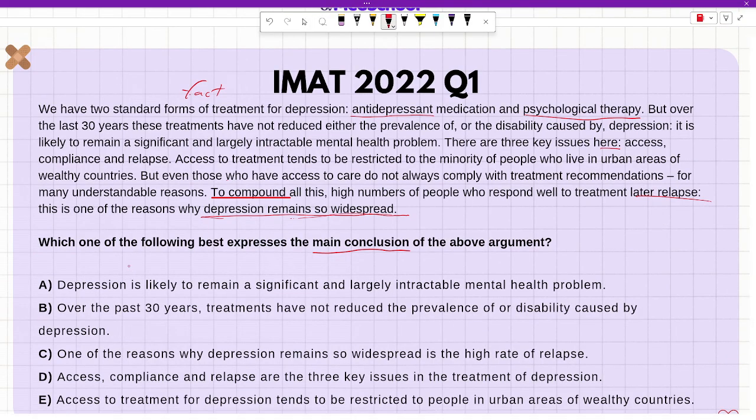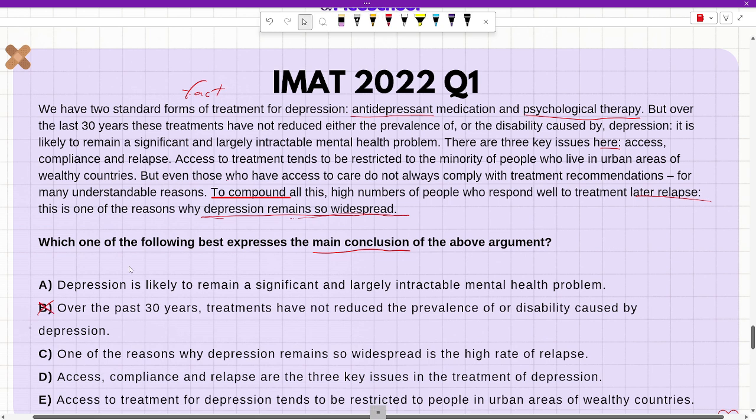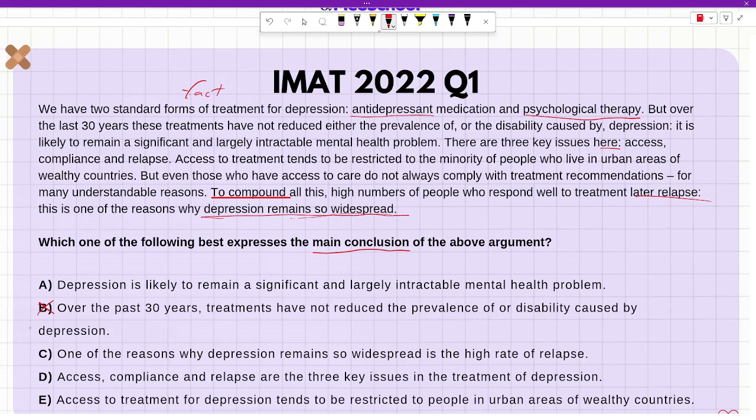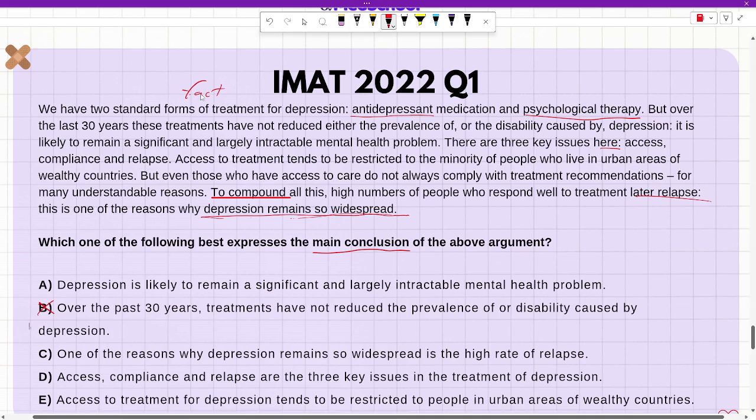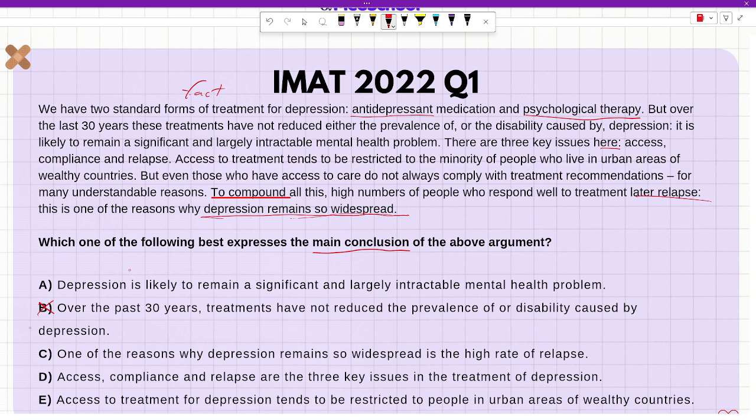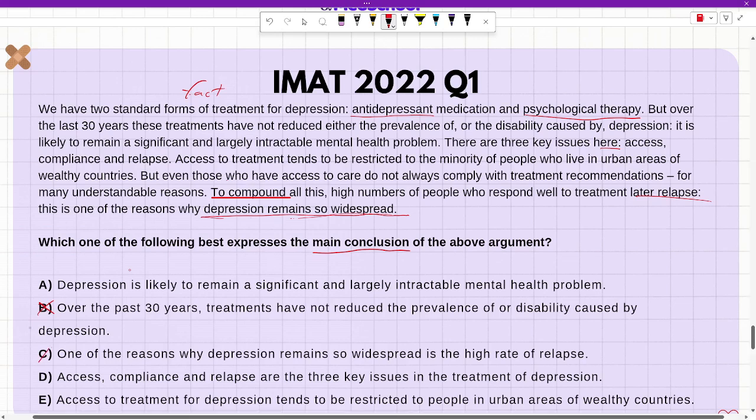Now let's try to match everything. So depression is likely to remain a significant and largely intractable mental health problem. This can be it, but let's not jump to the conclusion yet. Over the past 30 years, treatments have not reduced the prevalence of or disability caused by depression. This is not the main point, although it is actually here in the passage. One of the reasons why depression remains so widespread is the high rate of relapse. Although this is true, and a lot of people would choose this, it's not the main point. Okay.